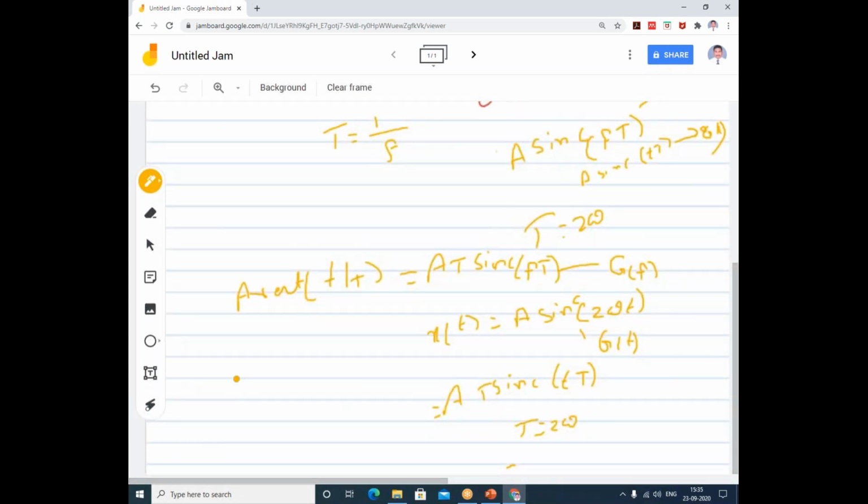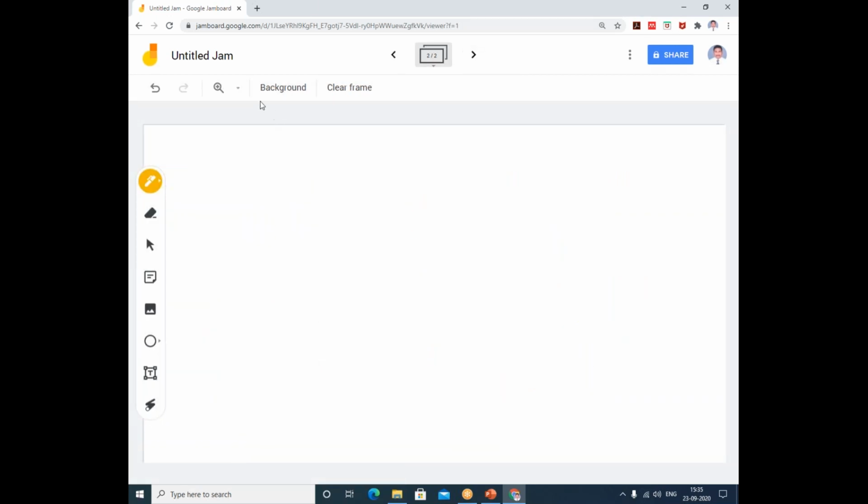Now you take this, I can write this A rect. Now you need to replace small t with f, right? A rect f by capital T, which is equal to AT sinc fT. Now please try to understand when you are writing this equation, please understand carefully.